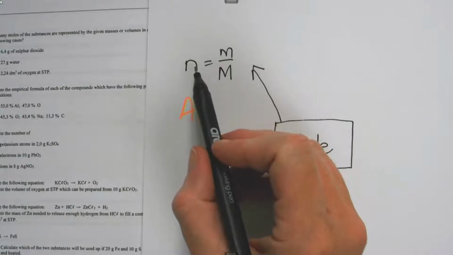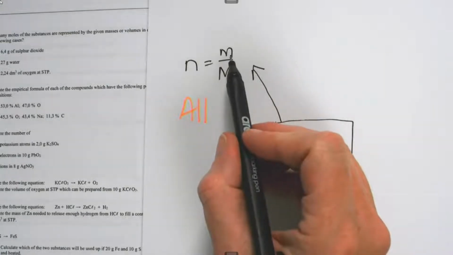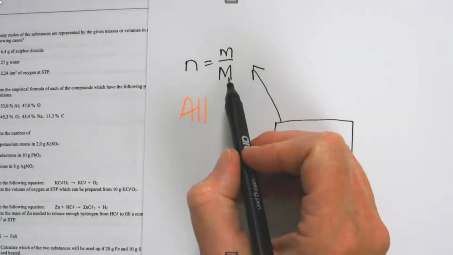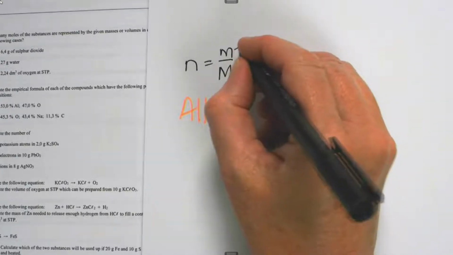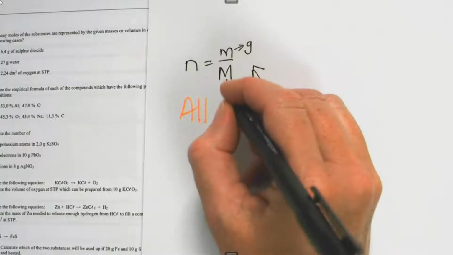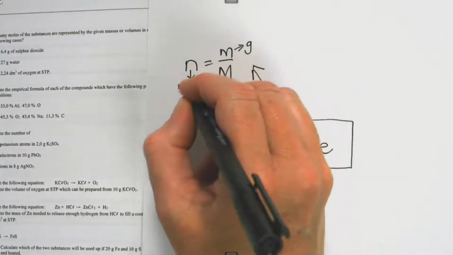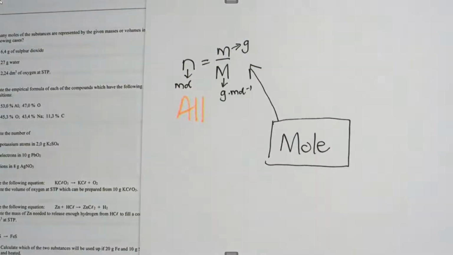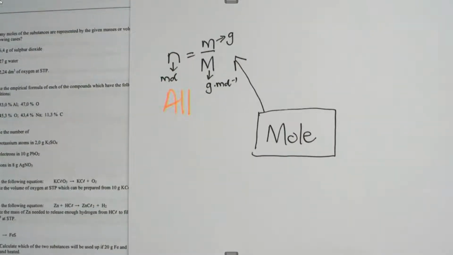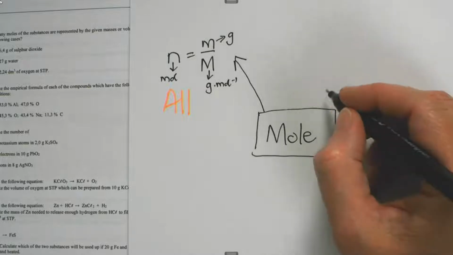The n is mole, the small m is mass in grams, and the big M is molar mass in grams per mole. So let's just write in the units, it's grams and grams per mole, and it is in mole. But that is for all the phases. That is the general one that you're going to use the most.